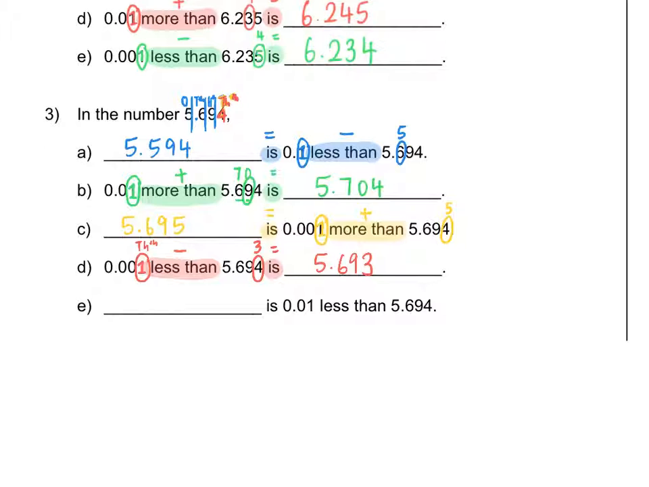And finally, for part E, what is 0.01 less than 5.694? Same thing, we label. Less than means minus, is means equal. Digit 1 is in the hundredths place, so we focus. In the hundredths place is the digit 9. So 9 minus 1 will give an 8. All the other digits remain the same. So this is the answer for part E, 5.684.